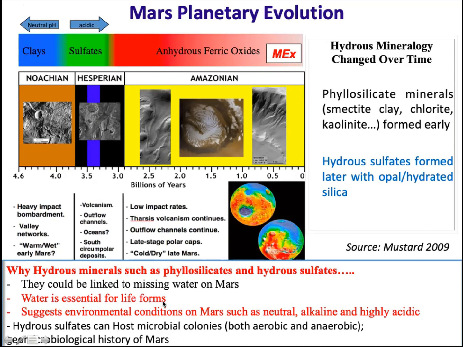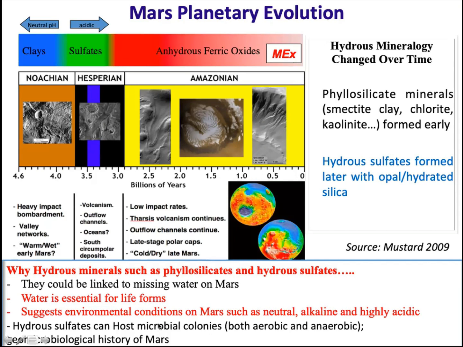And if we are thinking about Earth, our life is based upon water, or say carbon-based life activities, so water is essential for life forms. Also, based upon this clay and sulfate, it can give us some clue regarding the environmental conditions on Mars, such as neutral, alkaline, and highly acidic, etc.